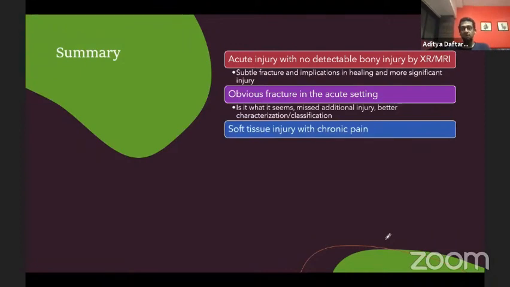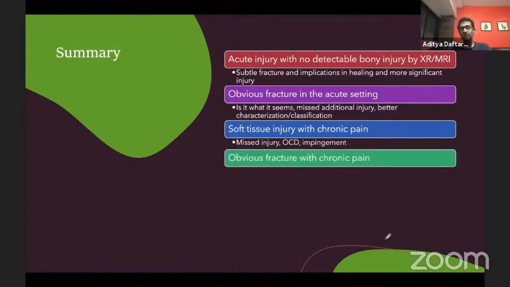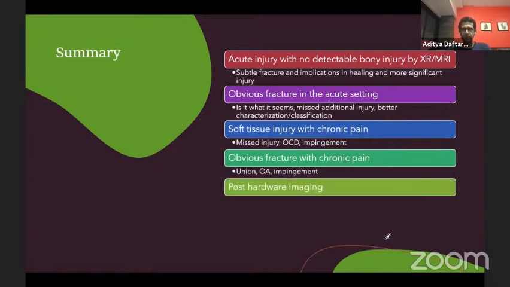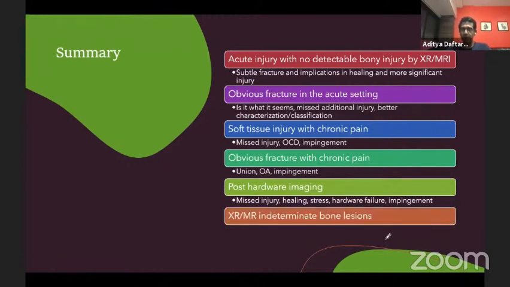If you have a soft tissue injury with chronic pain, then think of missed injuries, OCDs, impingements. If you have an obvious fracture with chronic pain, then we're thinking about the degree of union, osteoarthritis, impingements. If we are doing post-hardware imaging, then obviously, did we miss the injury? How is the healing across the area of the hardware placement? Are there stress changes in the bone? Is there hardware failure? And is there impingement by hardware? And last but not least, on X-ray and MR indeterminate bone lesions, we've shown you how we can see stress fractures, osteomyelitis, and osteoid osteomas. So with that, I'll end my talk.